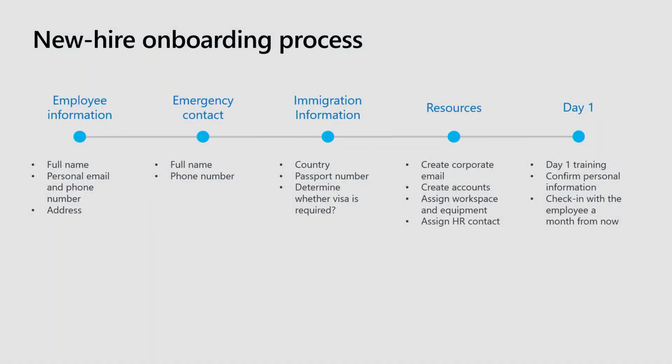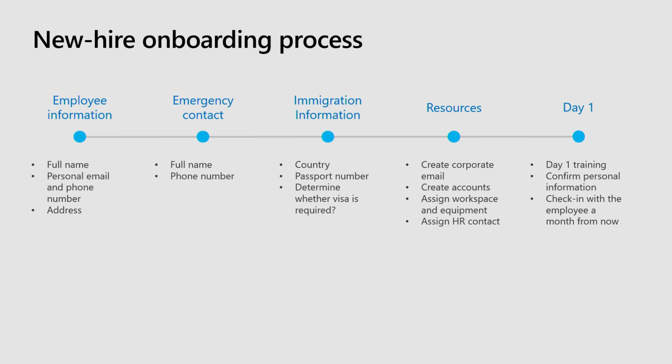Let's say that our process looks, high order bit, something like this. We need to first get some information about the employee, so basic stuff like the full name, personal email address, phone number they can be contacted at. We need to make sure we have their emergency contact information. We need to know whether they need any assistance with immigration.